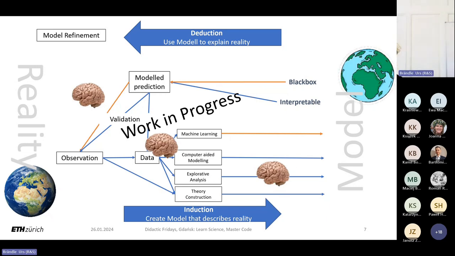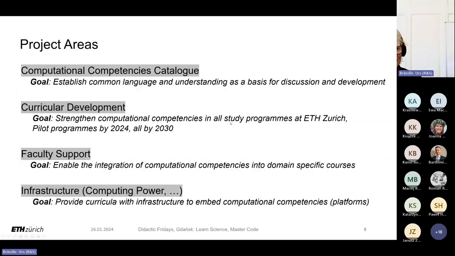Okay, so that's a bit of the philosophy behind it, but then of course implementing this is not done by just philosophizing about models and deduction and induction. So we set up a project that's running at ETH, of which I am the project coordinator. And we have four project areas. One is to come to a common understanding of the terms, what we mean by computational competences. Then there is one project part that works at the study program level: how can we bring those competences into existing study programs, and how can we consult study programs that undergo revisions on what they should do to bring more of this in.